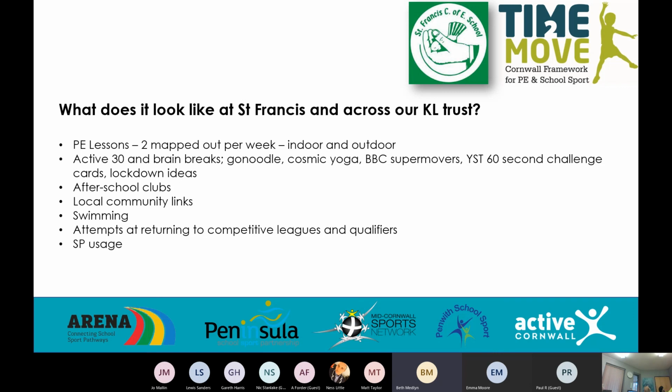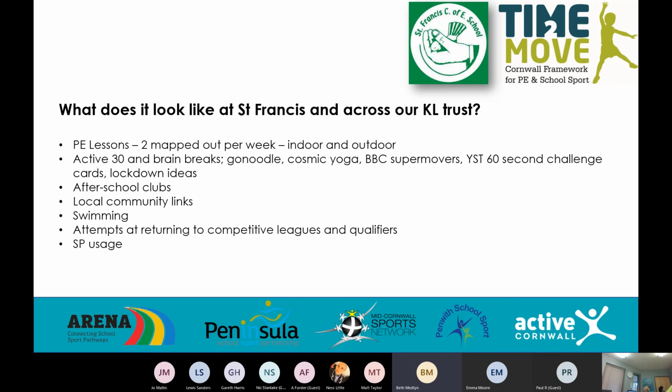We are very lucky as well to have an outdoor gym. So the year before last, we raised some money and we used a little bit of sports premium to create an outdoor gym area, which can be used on top of our PE lessons and our outdoor time, and is quite easily cleaned down. There are 6 pieces of equipment that can be cleaned down after they've been used.